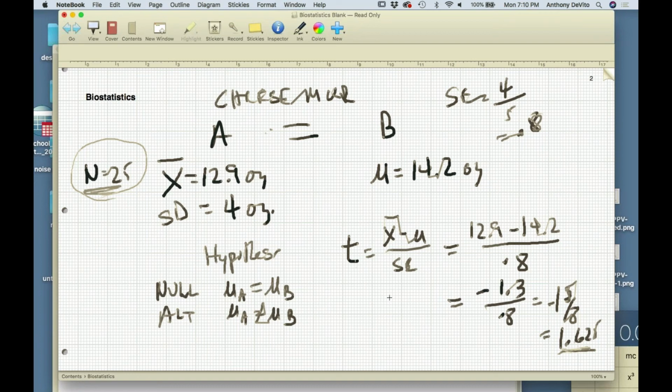Okay, so now that I know that t is equal to 1.625, is that a big enough difference between these two means, in standard errors, for me to reject the null hypothesis? What do I need to know before I can reject the null hypothesis? What do I have to know about t? I have to know what the critical value of t is. Then I need to be 95% certain that I can reject the null hypothesis. And what is that value of t based on? It's based on the sample size, right? So I have to go to the table to find out the critical value of t.